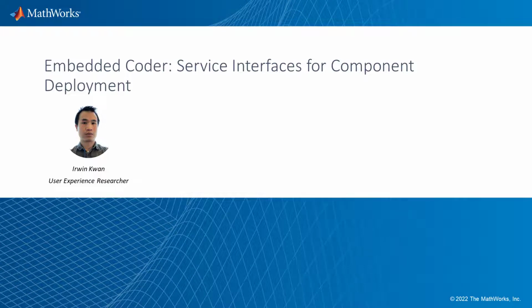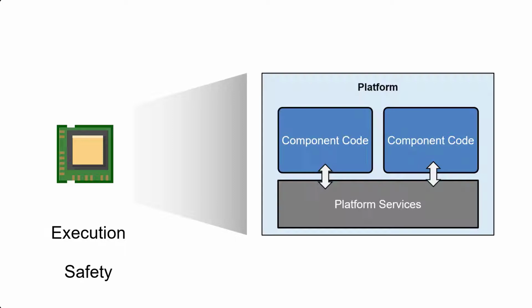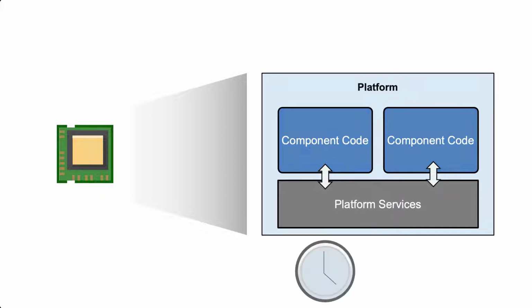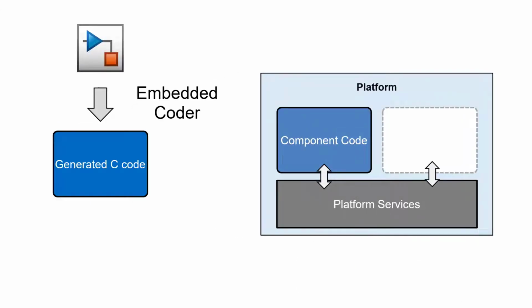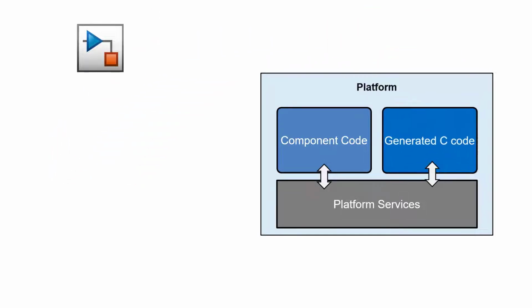Embedded systems development has high demands on deterministic execution and safety. To meet these needs, you may be using a platform that separates algorithm code from target-specific services, like scheduling and data communication. To integrate your Simulink models into your system, you need Embedded Coder to generate C code that calls services provided by the platform.